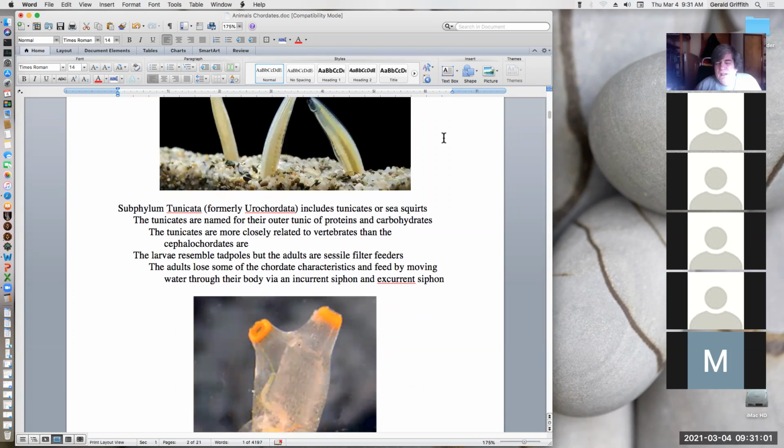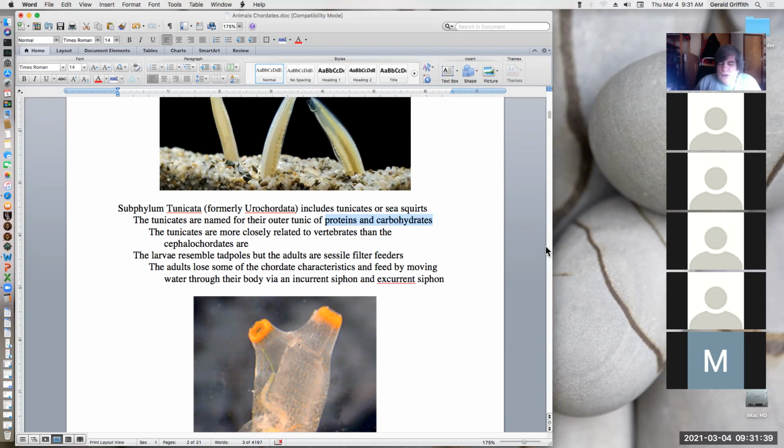Another subphylum of the vertebrates is the Tunicata. And again, if you're looking them up in another reference, they might be listed as Urochordata because this was their name until a few years ago. And this includes some organisms called tunicates or sea squirts. And they're actually named because they have an outer covering, a tunic. And this tunic is made of proteins and carbohydrates. And it's basically a protective structure.